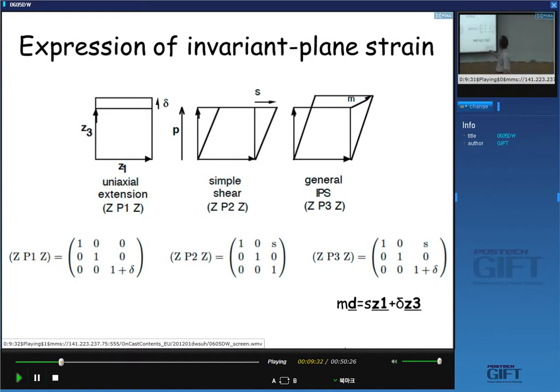For example, when we take this one and the vector perpendicular to this screen is G2, and this is G3, then 1, 0, 0 will go to 1, 0, 0, right? And 0, 1, 0.